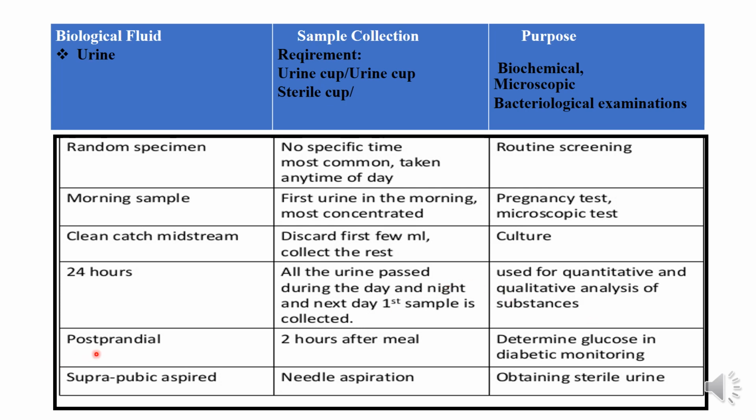The next sample is the postprandial sample, which is collected 2 hours after the meal, and it is done to determine the glucose levels, generally to check diabetic monitoring or diabetic control in patients. Another kind of sample is a suprapubic aspirated sample, which is done with the help of needle aspiration, and this is done to obtain sterile urine. It is generally seen in pediatric cases.